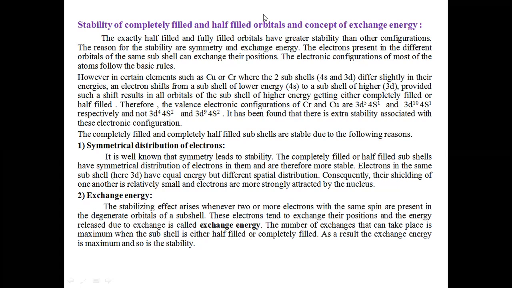However, in certain elements such as copper or chromium, where the two subshells, that is 4s and 3d, differ slightly in their energies, an electron shifts from a subshell of lower energy, 4s, to a subshell of higher energy, 3d, provided such a shift results in all orbitals of the higher energy subshell becoming either completely filled or half filled.